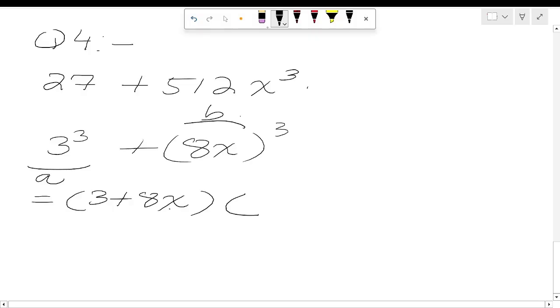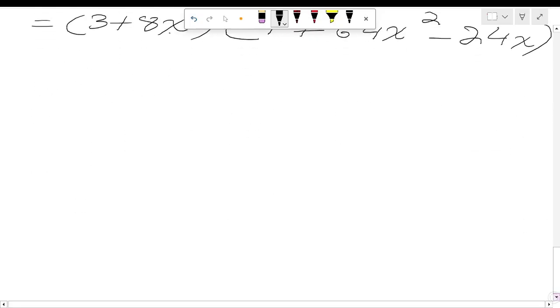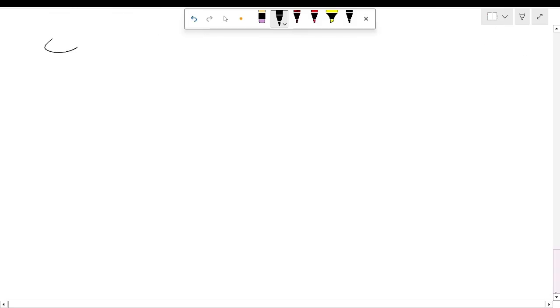So a square in this case is 3 square, so that will be 9. Then b square is 64x square. Then I'll subtract it from ab, 24x. So this is our final answer of question number 4. Now let's move on to question number 5.